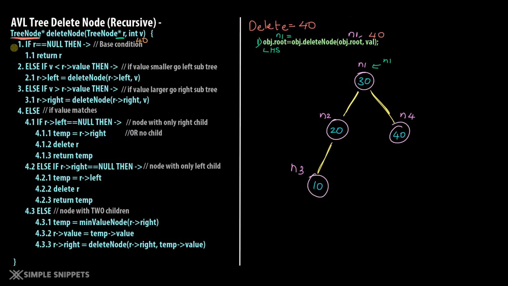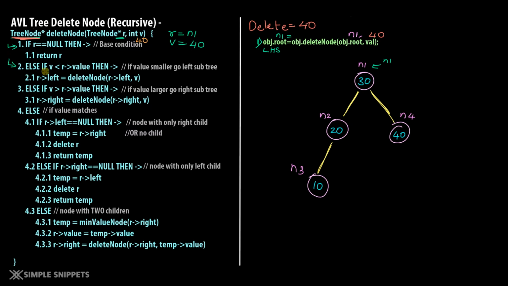So let's now start with step number 1. So over here, what are the values that we have? We have R equals to N1, correct? We are passing N1 over here, and int V is equal to 40 that we are passing. So val over here is 40 that you want to delete, correct? Alright. So step number 1, we check if R equals to null, then return R. So this is the base condition for this recursion when you want to exit outside. So right now R is N1, which means R is not null. So you'll proceed ahead, you'll go to step 2.